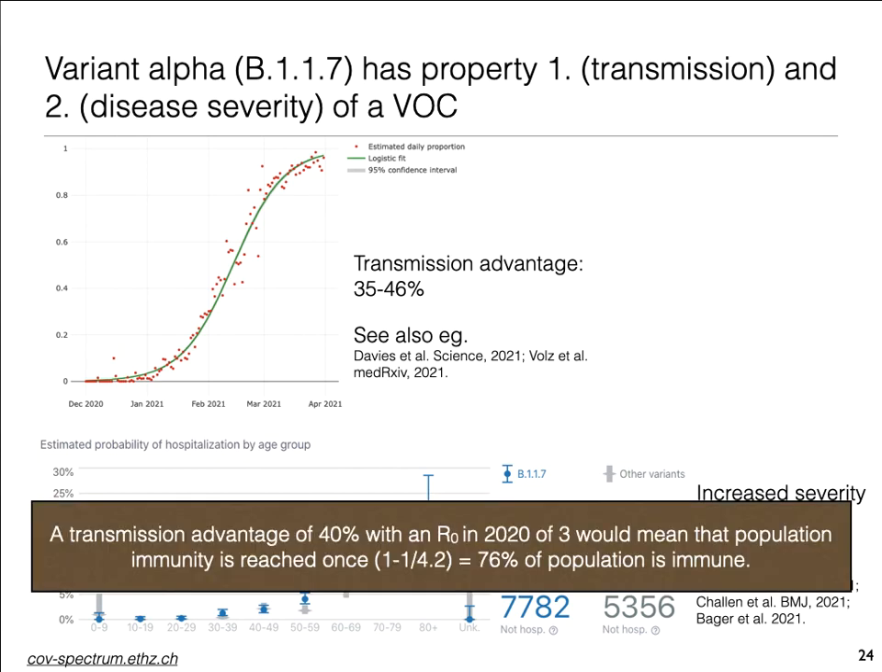To come back to the start of the talk regarding immunity required in a population for the epidemic to stop. A transmission advantage of say 40% of B117, together with assuming an R0 in 2020 of 3, would mean that population immunity is reached only once roughly 76% of the population is immune.